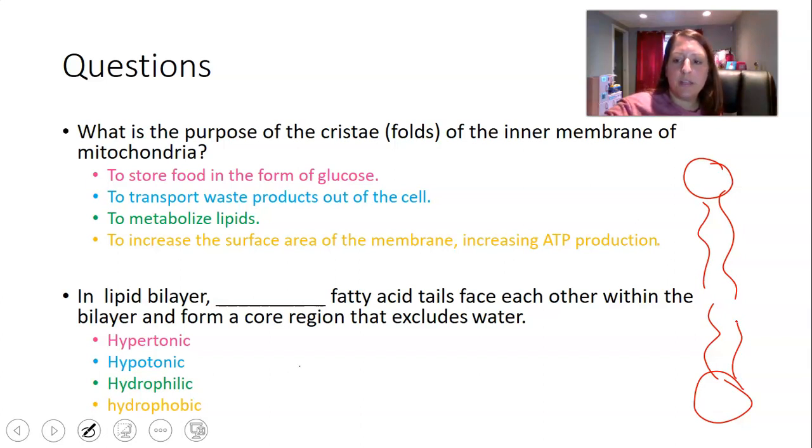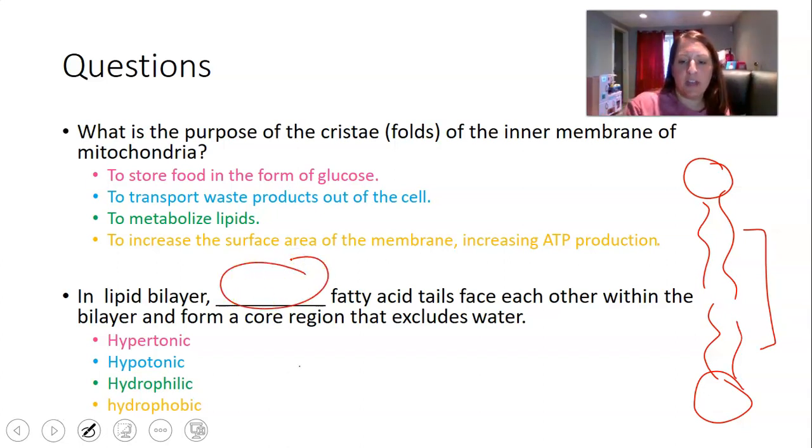Now the tails on the inside, the squiggly lines here, they are going to not face the water. In fact, they expel water. And so those fatty acid tails we say are hydrophobic. Okay? So again, in the lipid bilayer, blank fatty acid tails face each other. So the term hydrophobic here in yellow. Okay, we didn't talk about hypertonic or hypotonic yet. We did talk about hydrophilic and hydrophobic back in chapter 3, so hopefully you can recall that. Okay, so those fatty acid tails are hydrophobic.